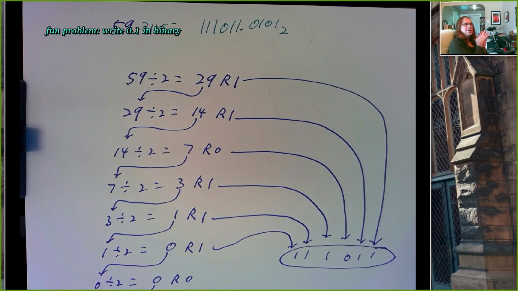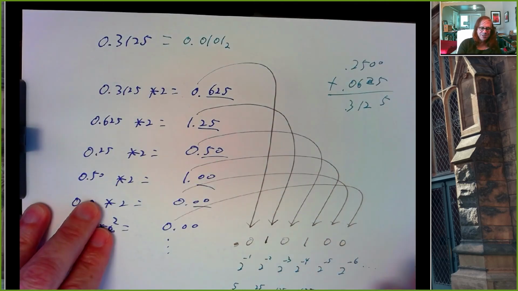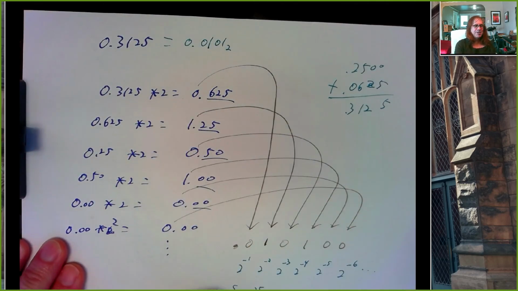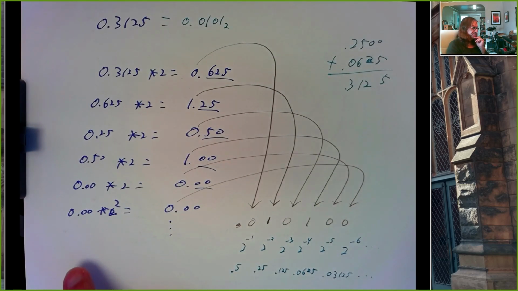So here's a fun problem. Try to write 0.1 in binary. Using this approach, instead of 0.3125, start off with 0.1 and try to write it out in binary and see what you get. That's a fun, ungraded problem to try for Tuesday, and we'll talk about that on Tuesday. And then we'll talk about negatives, and see how we represent negative numbers in a way that lets us continue to do addition and subtraction the way we're used to doing.